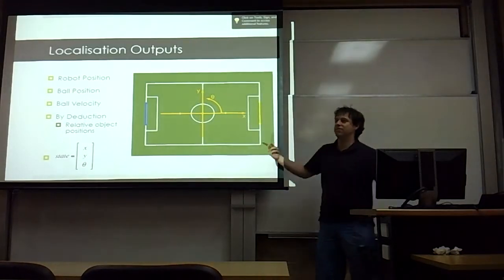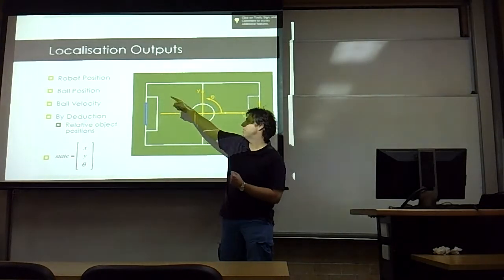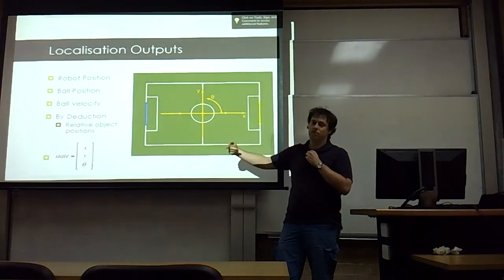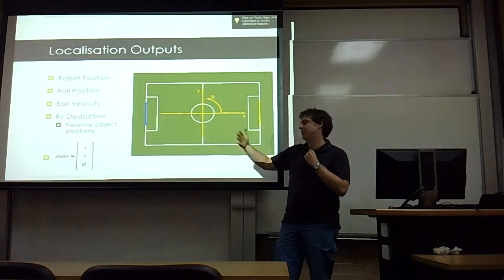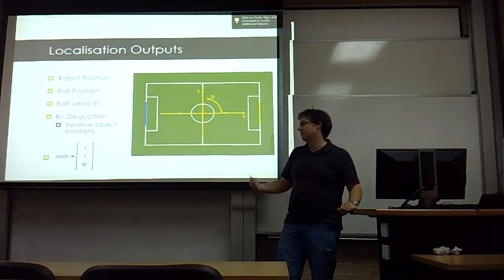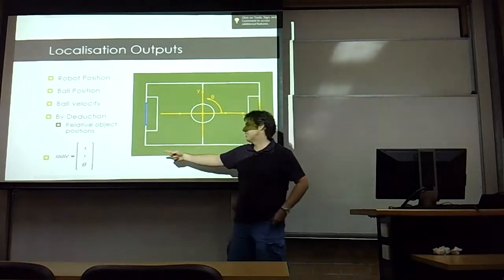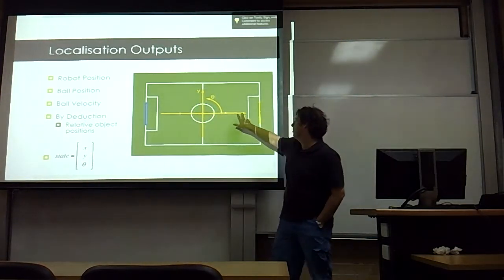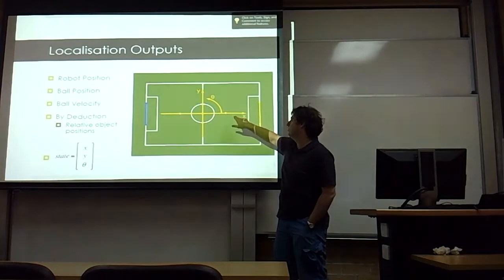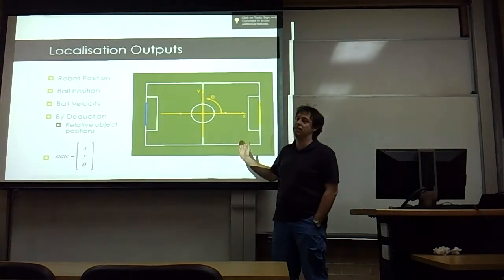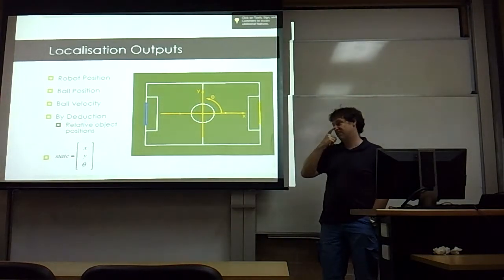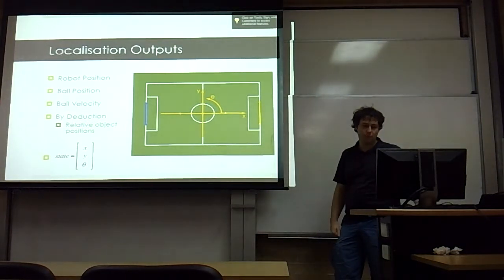Basically the outputs of the system are the robot position and the ball velocity. By deduction, we can work out where the relative objects are from the robot. The robot state is an X, a Y, and a theta. The X and Y give the 2D position on the field, and the theta gives the orientation of the robot. The ball has an XY position and an XY velocity.